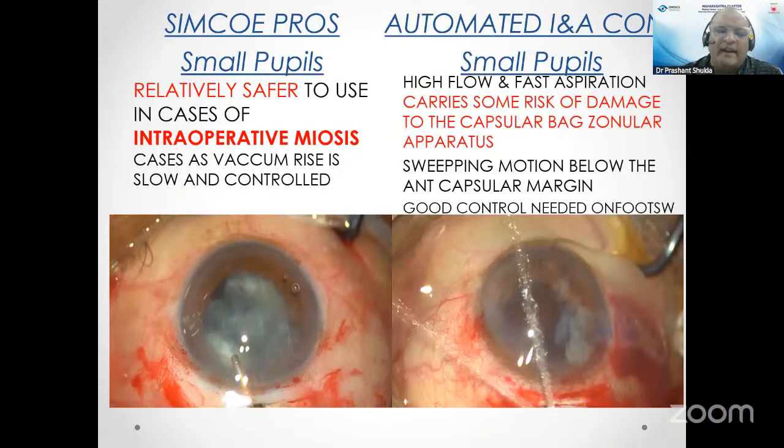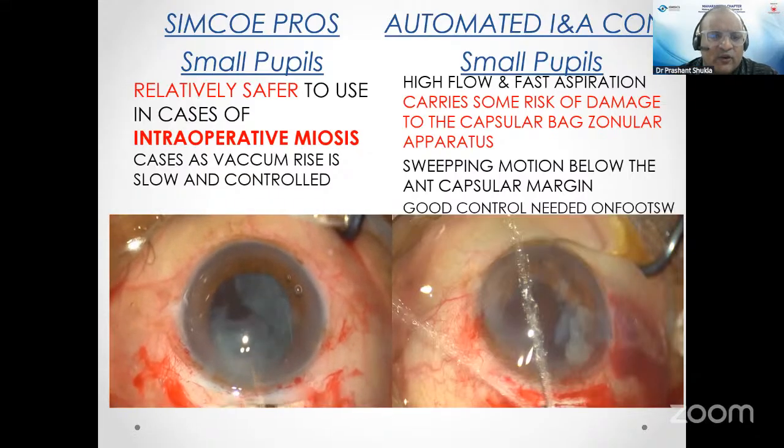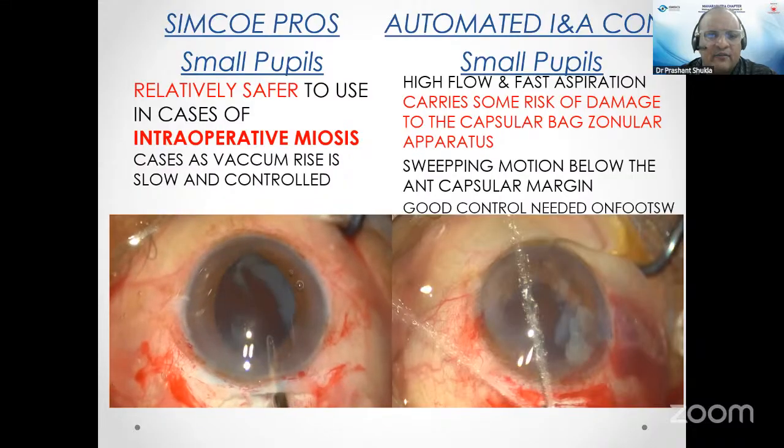Well, intraoperative miosis is a frequently encountered situation during manual small incision cataract surgery, especially when we are removing a hard, big nucleus. And then comes the challenge of removing the cortex, because when the pupil comes down, then it's basically a blind procedure to remove the cortex. First, I'll show, and in this case, I feel the use of a Simcoe cannula, which is a manual system in which the vacuum rise is slow and more controlled, it is a relatively safer option than using a bimanual IA.